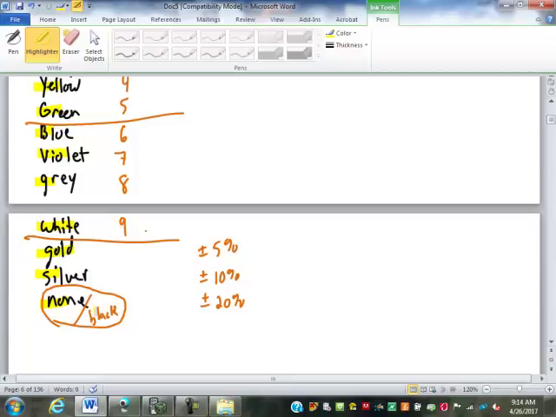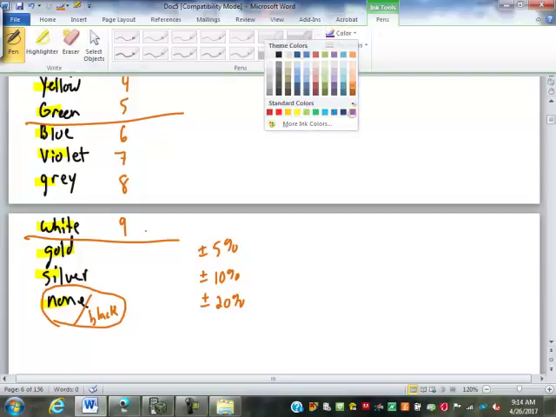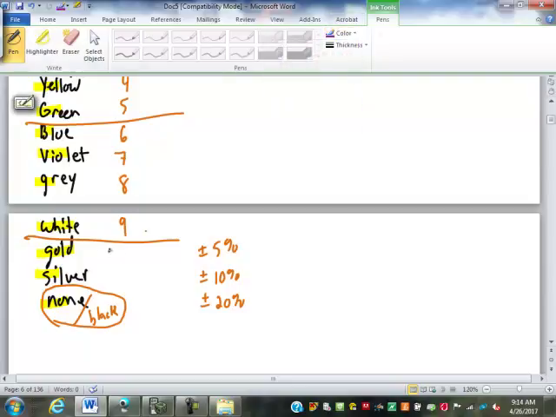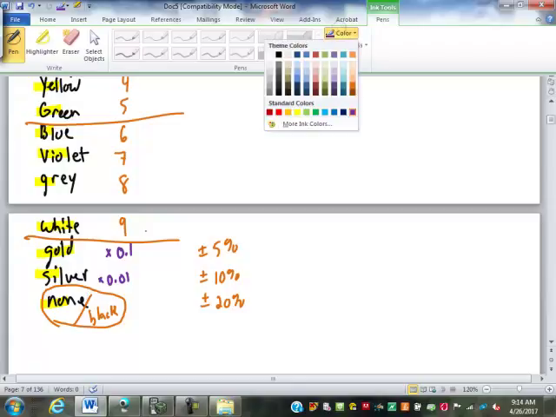Black, because sometimes they use black. Then of course there's a times band or a multiplier band where gold is times 0.1 and silver is times 0.01, which we'll look at in a little bit.